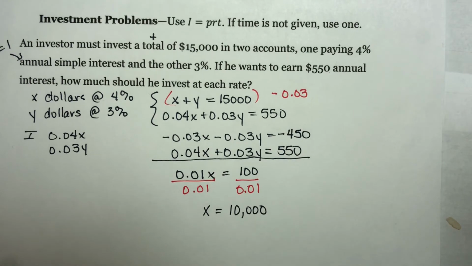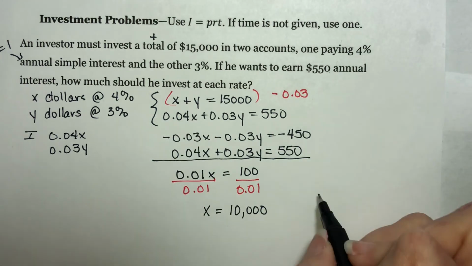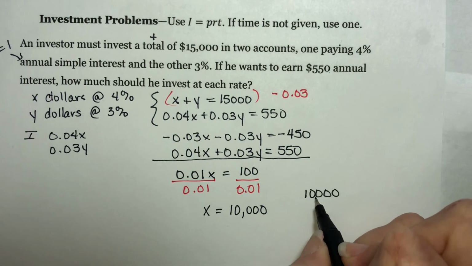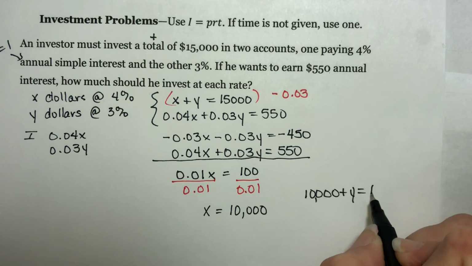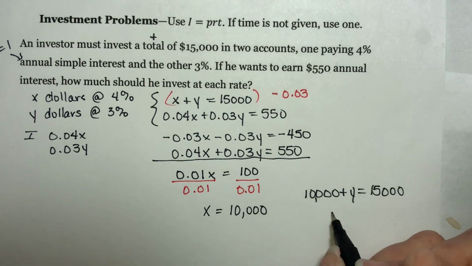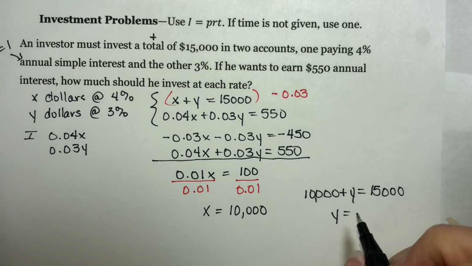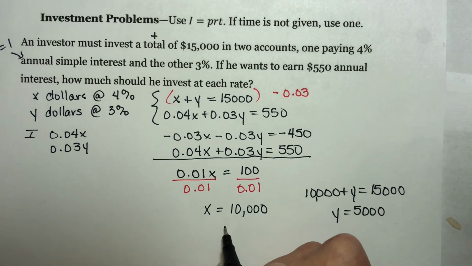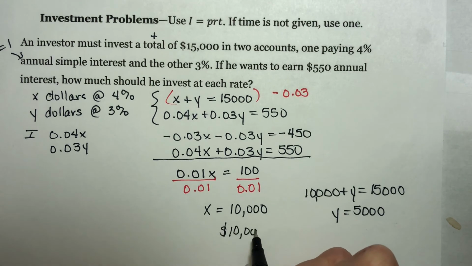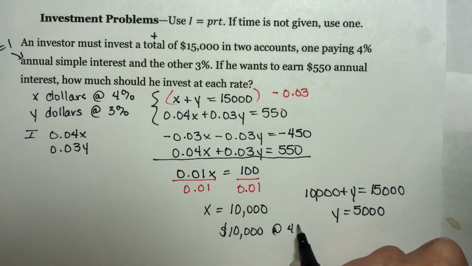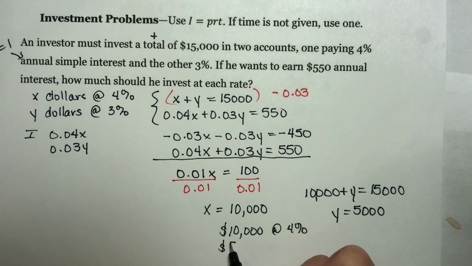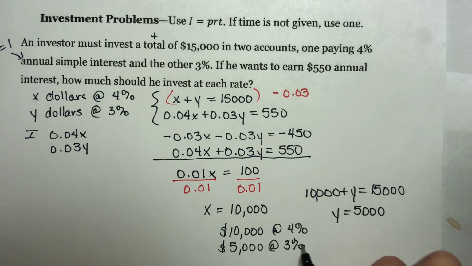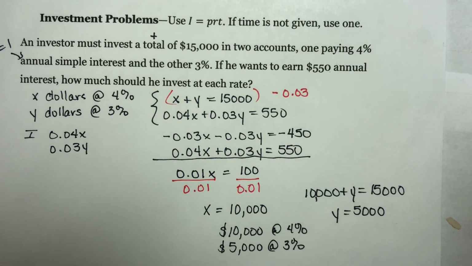So now we need to find y. I'm going to take this and plug it into the first one. 10,000 plus y is equal to 15,000. So y must equal, subtract 10,000 from both sides, 5,000. So this person invested $10,000 at 4% and $5,000 at 3%.